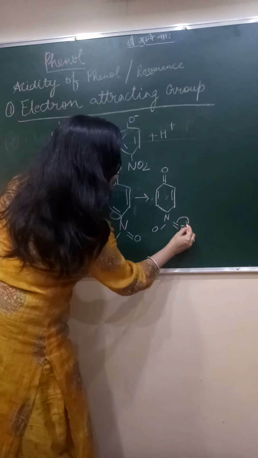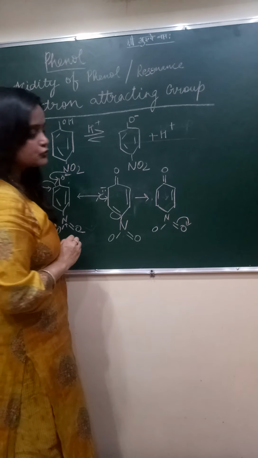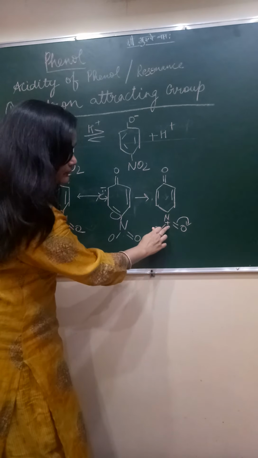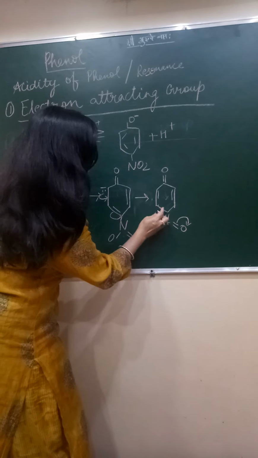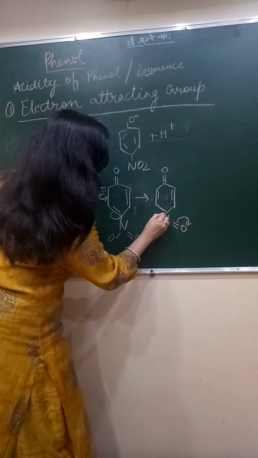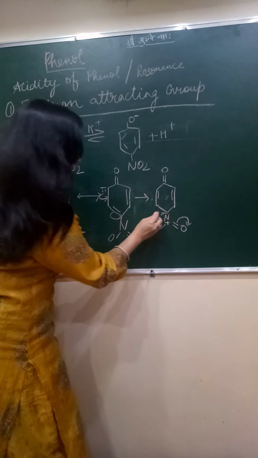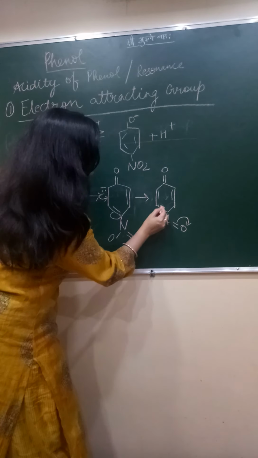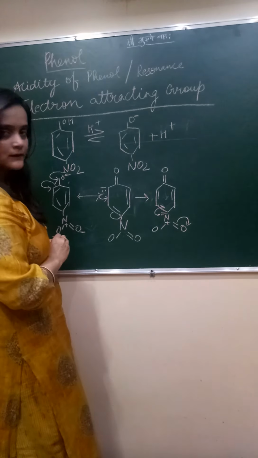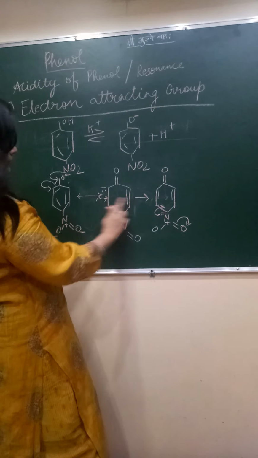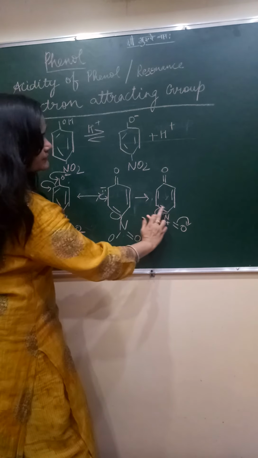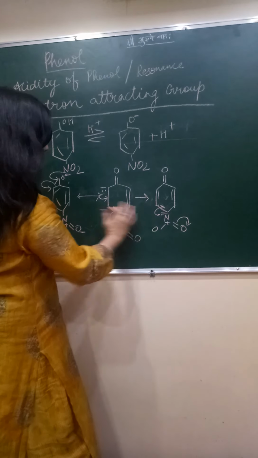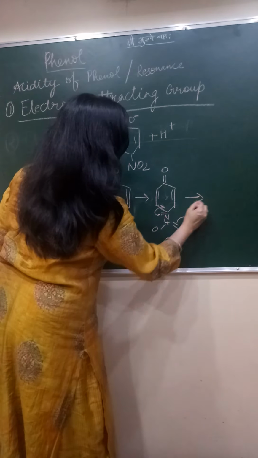When oxygen takes a pair of electrons towards itself, it will become deficient. When it becomes deficient, it will attract the electrons towards itself like this. This bond will be attracted. Here is a bond, it will be attracted like this. I am explaining this structure; I have opened this structure here. Now in the next step, what will happen?